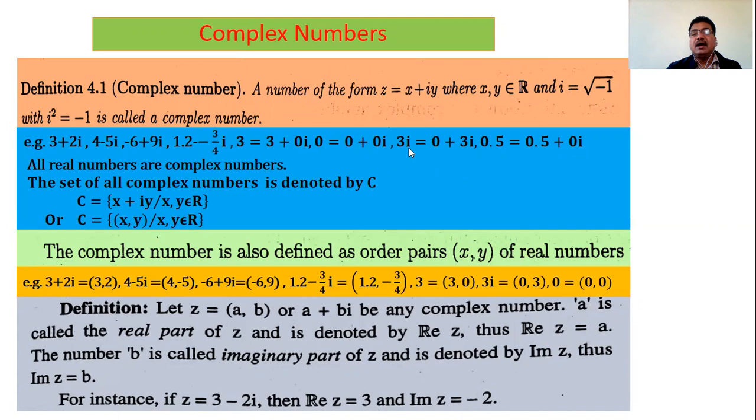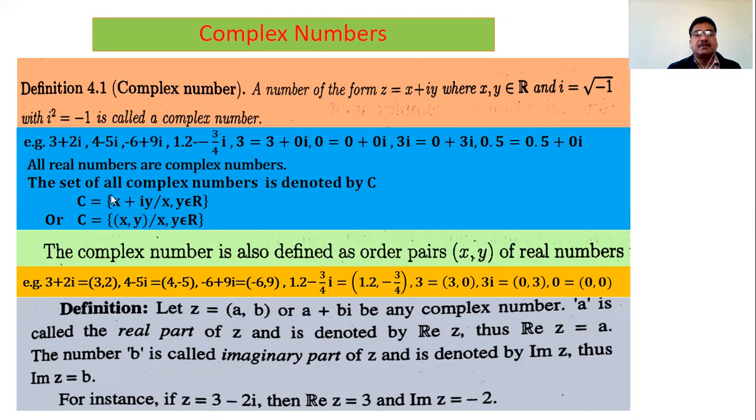Then 3i is also a complex number. We can write it in the form 0 plus 3i. So all real numbers are complex numbers, meaning all natural numbers, all integers, all fractional numbers are complex numbers. The set of all complex numbers is denoted by the capital letter C, and it is what?